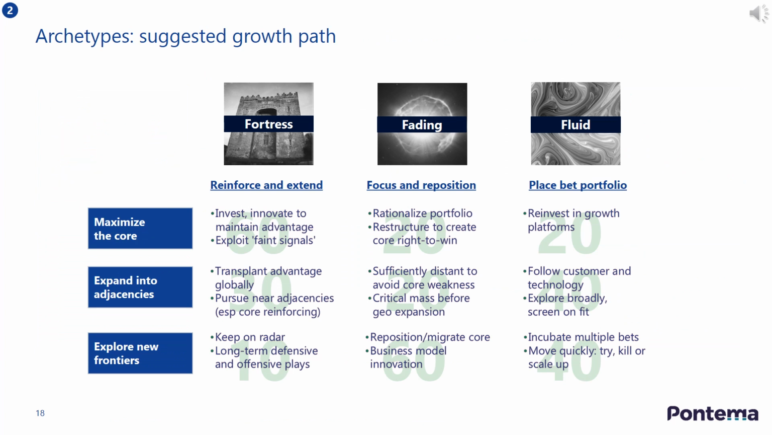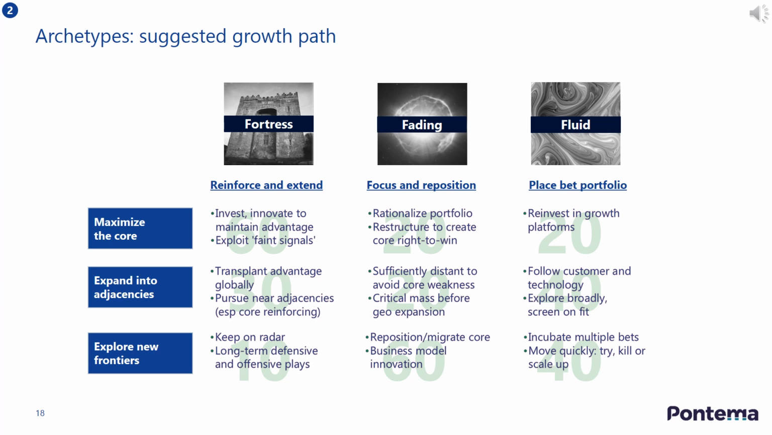For each archetype, here is a summary of the suggested growth paths. With the fortress archetype, the approach is to grow by maximizing the core. With the fading archetype, the approach is to grow by exploring new frontiers. And with the fluid archetype, the preferred approach is to grow by a combination of expanding into adjacent markets and exploring new frontiers.